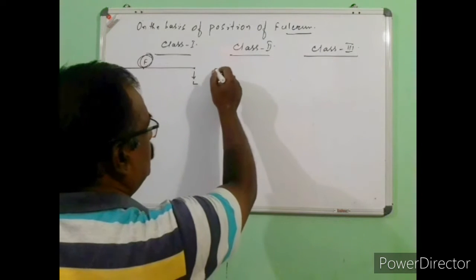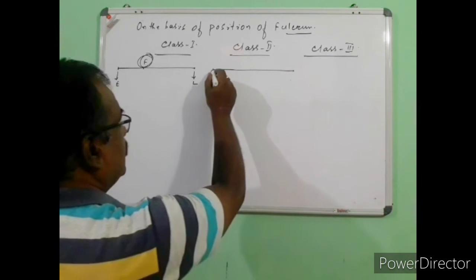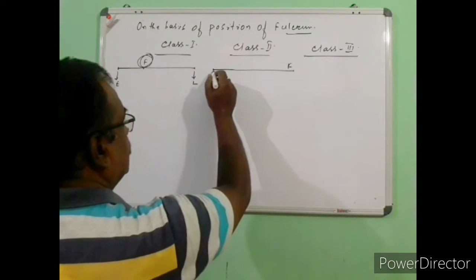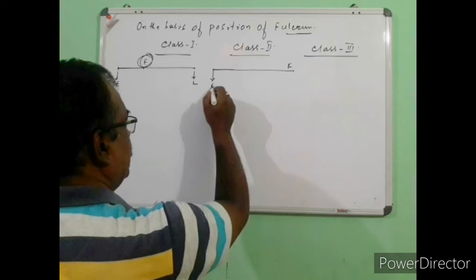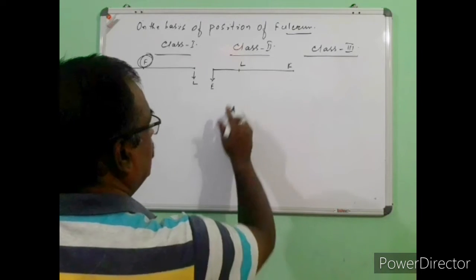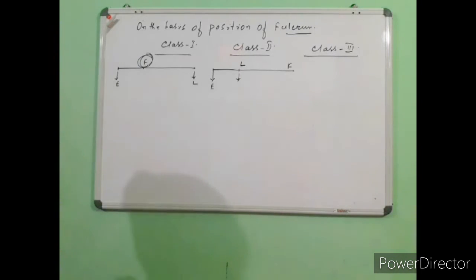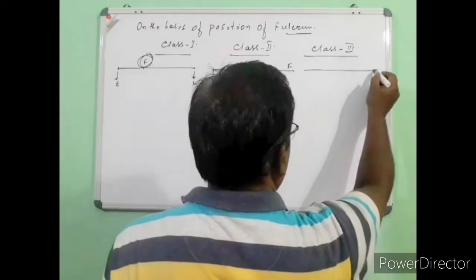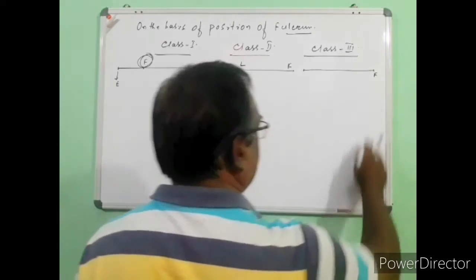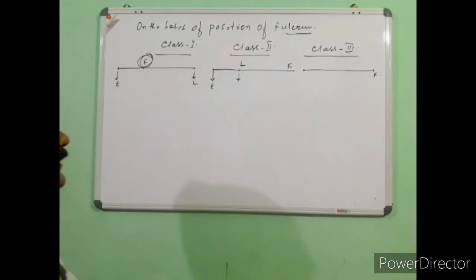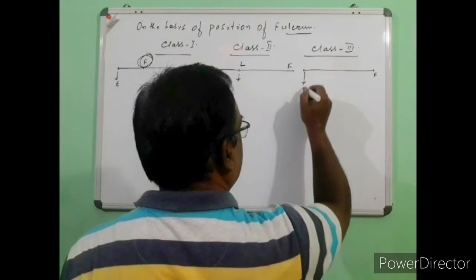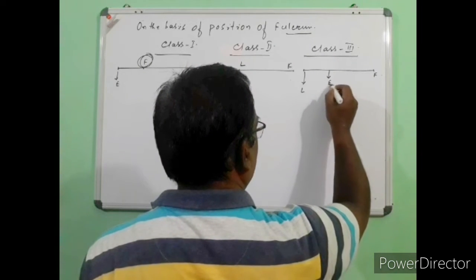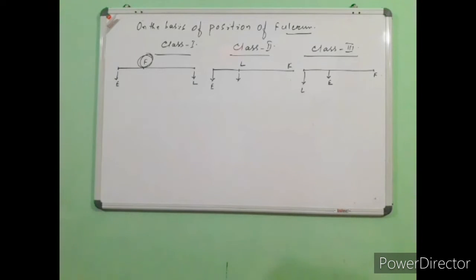Similarly, in case of class 2, the fulcrum lies at one end and the effort lies at the other end, then the load lies between the fulcrum and effort. Remember, in the third class or class 3 lever, if the fulcrum is at one end, then the load acts on the other end, and the effort lies somewhere in between the fulcrum and load.